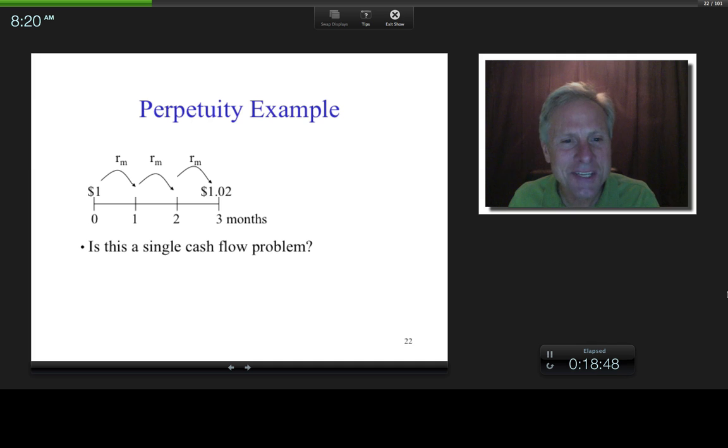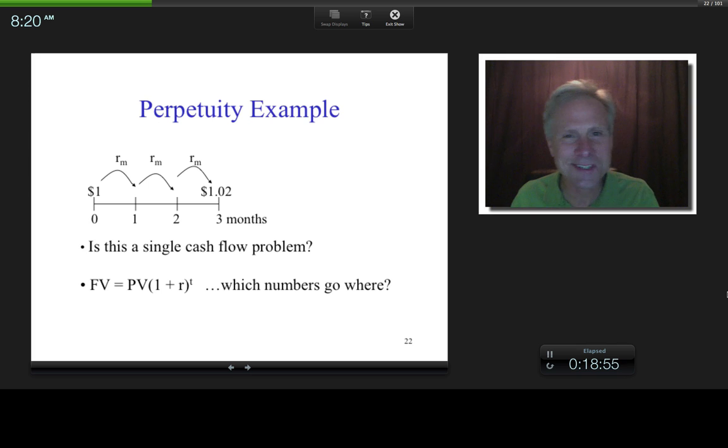Now, is that a single cash flow problem? Sure. I mean, here's the only single cash flow formula that exists. Again, you can go to textbooks and they'll rearrange that and make you believe that there are different formulas, here's the effective annual rate formula and so on and so forth. But the fact is, all of those formulas are nothing more than derivations or algebraic rearrangements of that formula. Okay? So which numbers go where?